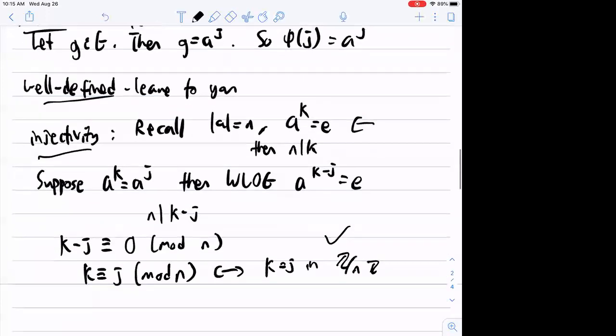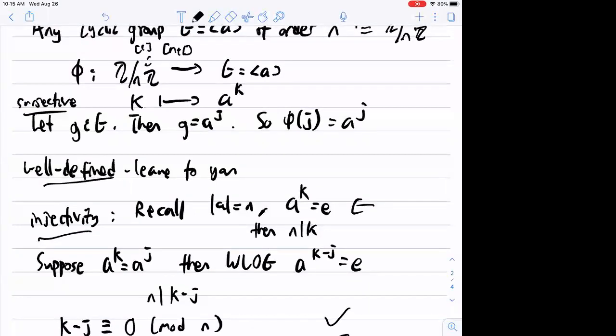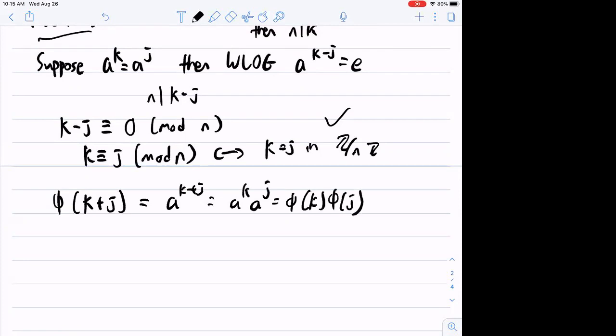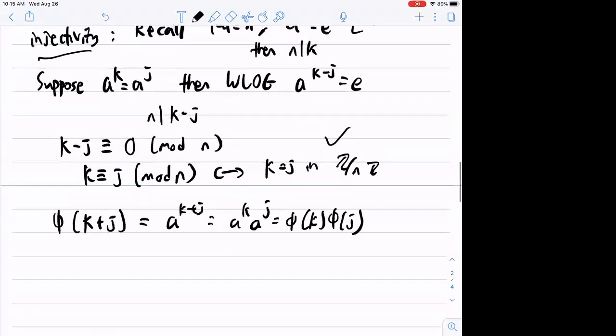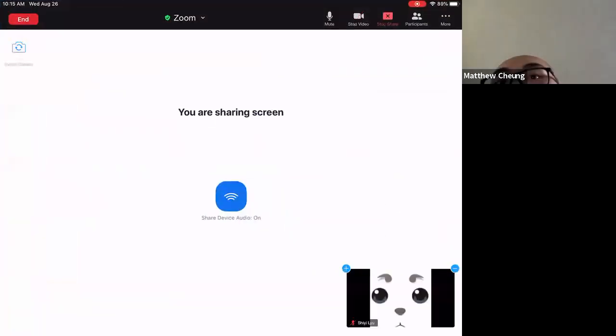And then the homomorphism property is easy. In Z mod nZ, my operation is addition, so phi of k plus j is A to the k plus j, which is A to the k times A to the j, which is phi of k times phi of j. So that part's easy. Injectivity, I guess, is the hardest in this case. Everyone clear? If you have a cyclic group of order n, you're isomorphic to Z mod nZ. They're pretty much the same group.